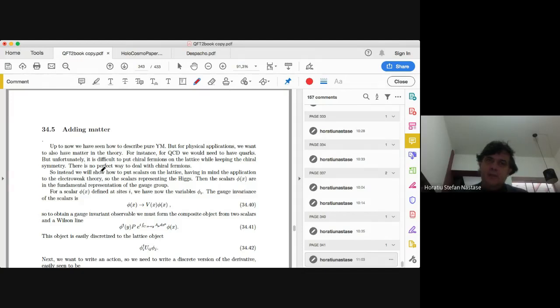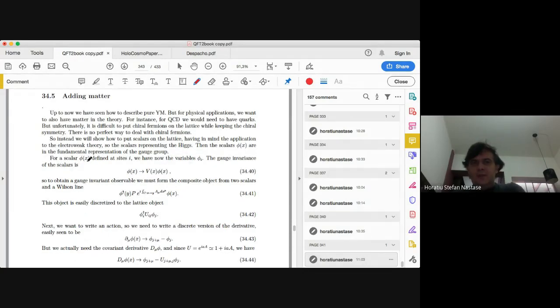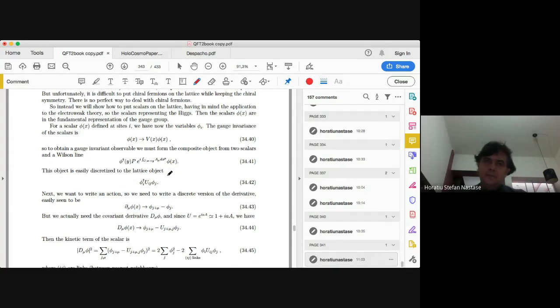In particular, we know there's a Higgs, and therefore this would be an application for electroweak theory rather than QCD itself. So in that case, the scalars phi of x are in the fundamental representation of the gauge group. So for a scalar phi of x, if I discretize space into a lattice, I have to define it at the site i, that is, variables are phi i. And since they are in the fundamental representation of the gauge group, the gauge invariance, the invariance under transformation parameter v of x, is phi going to v of x times phi.